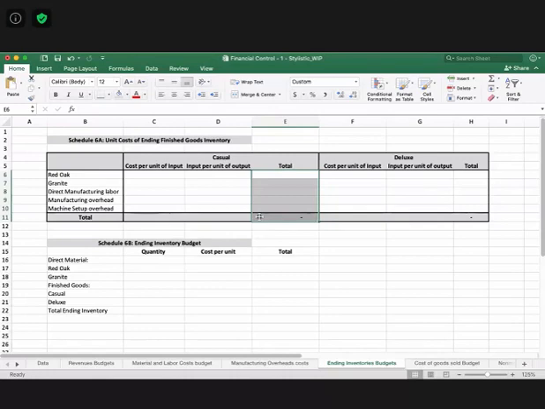We try to calculate the production cost of 1 unit of casual for the year 2021 and 1 unit of deluxe for 2021 as well. So the production cost is actually all the costs you gave to manufacture the product.